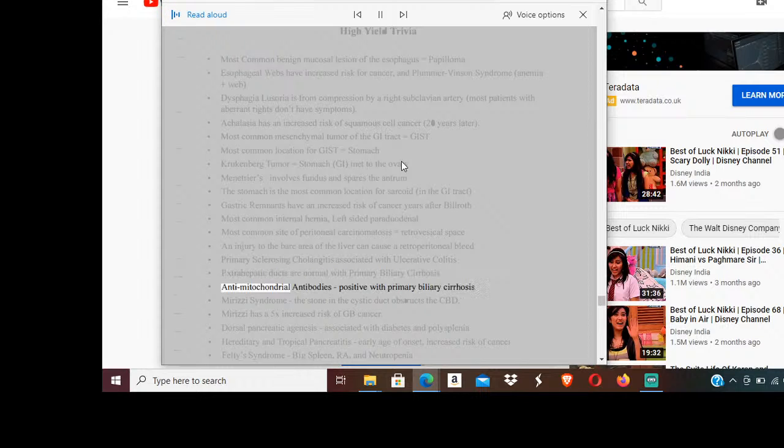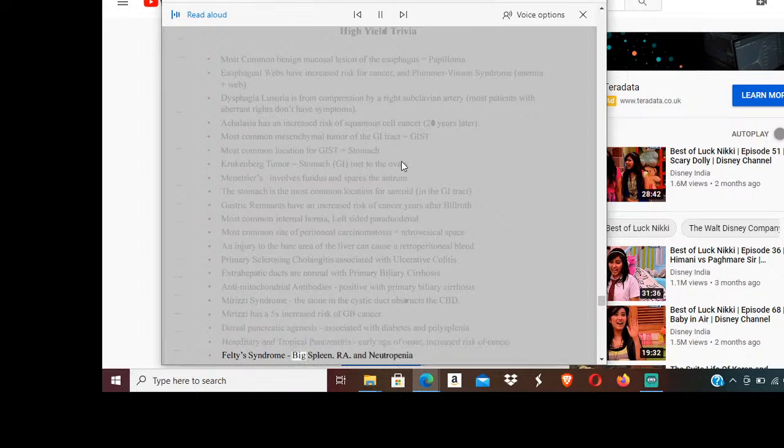Antimitochondrial antibodies are positive with primary biliary cirrhosis. Mirizzi syndrome: a stone in the cystic duct obstructs the CBD. Mirizzi has a 5x increased risk of GB cancer. Dorsal pancreatic agenesis is associated with diabetes and polysplenia. Hereditary and tropical pancreatitis have early age of onset and increased risk of cancer.